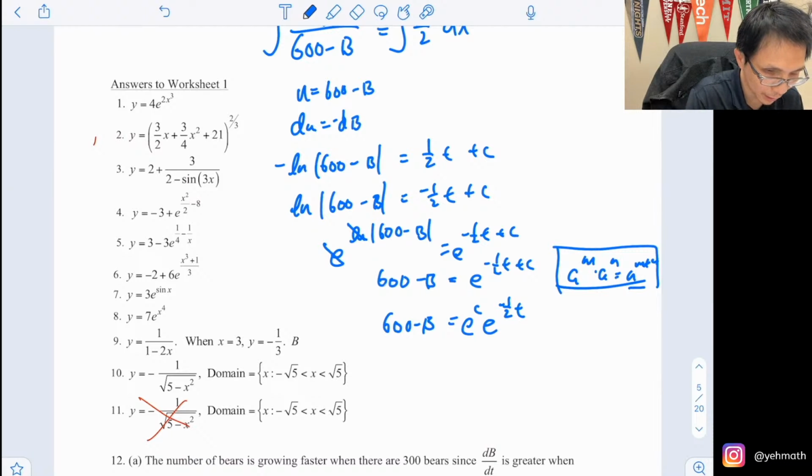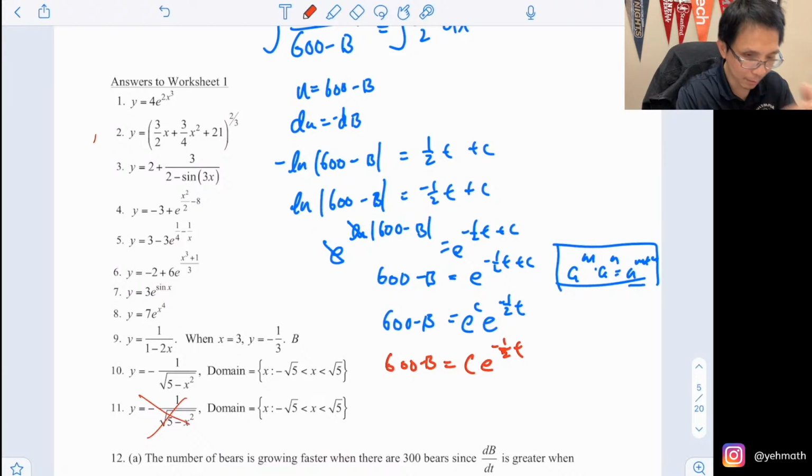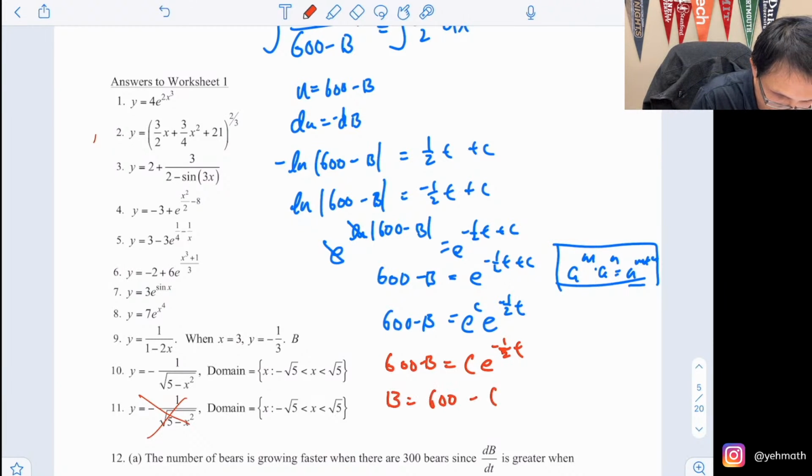But e to the c essentially just means another constant named c. So therefore, it's equal to c e to the negative half t, 600 minus b. Now, if I move both sides simultaneously, I can solve for b, which is equal to 600 minus c e to the negative half t. I can plug in 0 and 200. So 0, 200 is the coordinates.